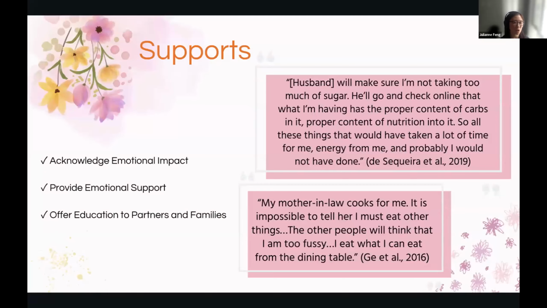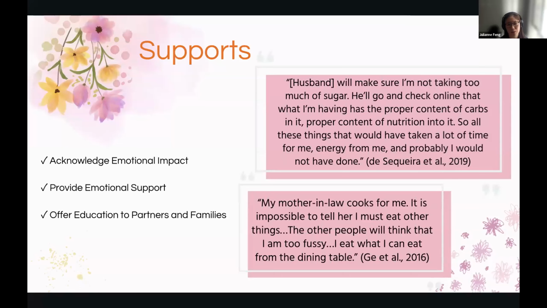The first one being, as mentioned before, supports. And that could mean supports from their families, their partners, and also supports from the healthcare providers. I think people with gestational diabetes wanted their clinicians to acknowledge the emotional impact of this kind of diagnosis and provide emotional support during their appointments. And as mentioned earlier by Judy, they wanted education to be offered to their partners and their families to really help engage that support at home.